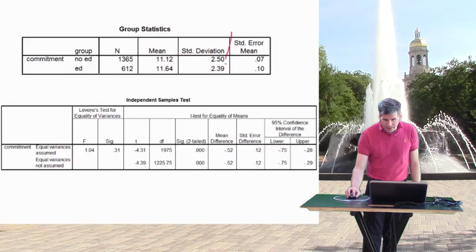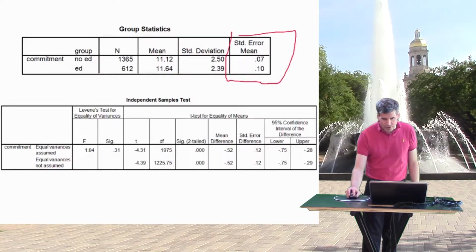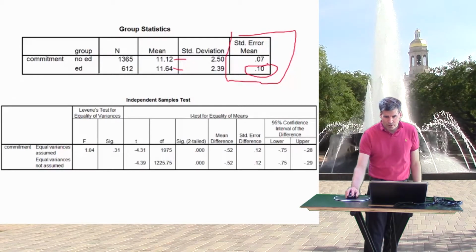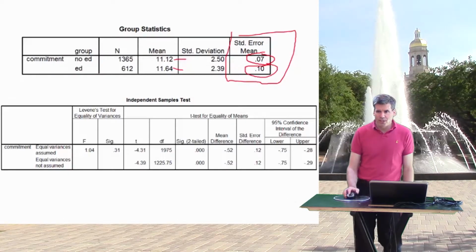Over at the right here, it says standard error of the mean, so we have two means, the mean for the education group and the no education group, and each mean has a standard error. So the standard error of the mean for the education group is 0.10. Standard error of the mean for the no education group is 0.07.